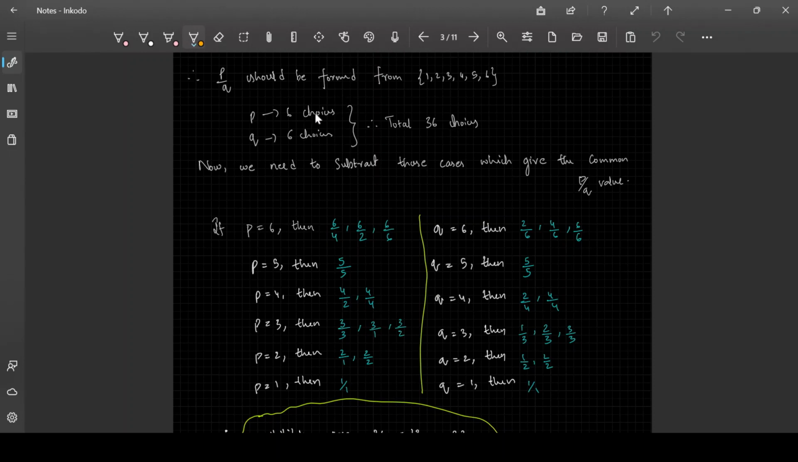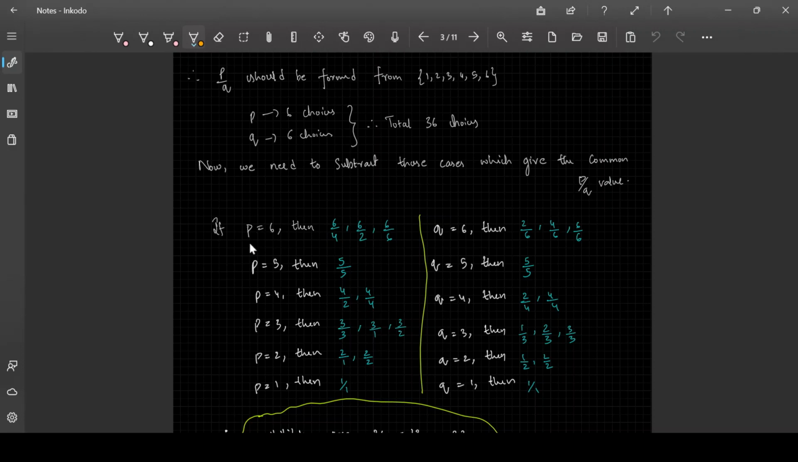It's not that all are different. Fine, it's just like you're choosing without any restriction and forming numbers. So you can get different numbers, and you can get the same numbers. That's what we must subtract now. So p can take 6 numbers, q can take 6 numbers, so 6 into 6, 36 total possible ways. And now we need to subtract those cases which give the common p by q value, isn't it?